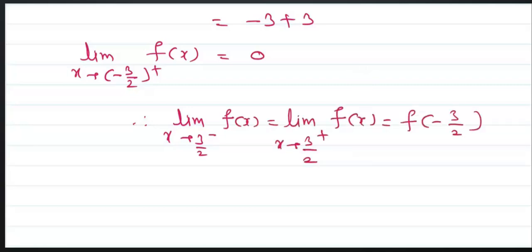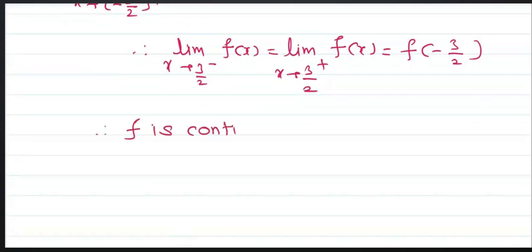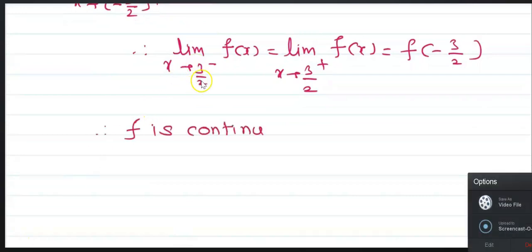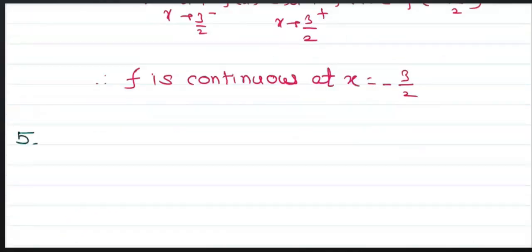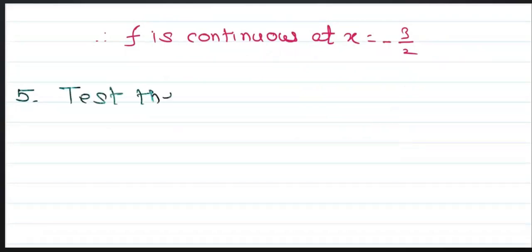That is, minus 3 by 2 must be there. I forgot to write it there. Here must be the minus 3 by 2. So f is continuous at x is equal to minus 3 by 2.